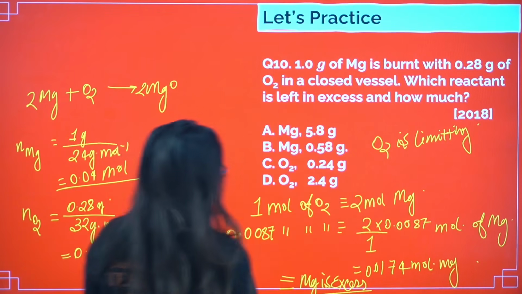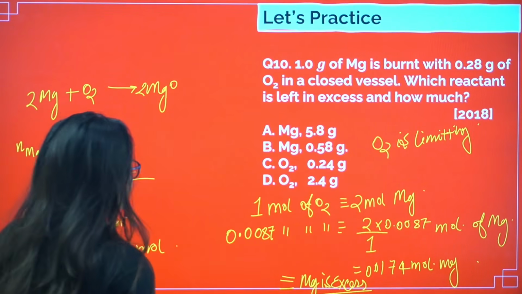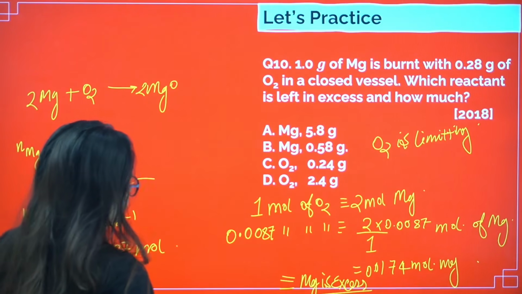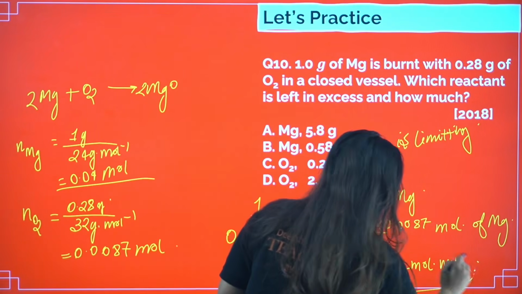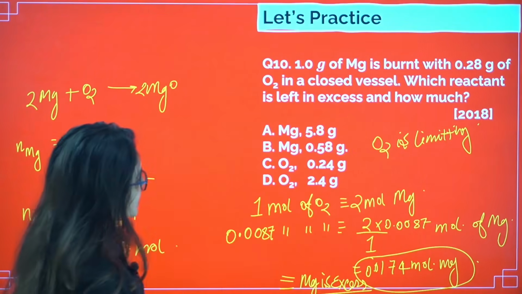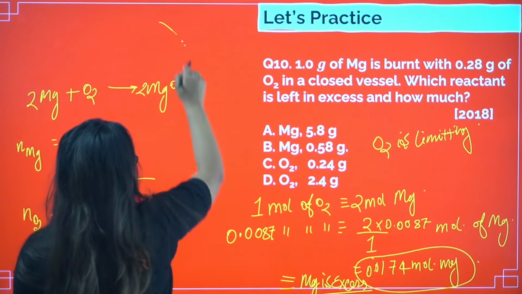Okay. So first of all, oxygen is limiting. Now you have to find out how much. This much magnesium will react. So how should I calculate that?